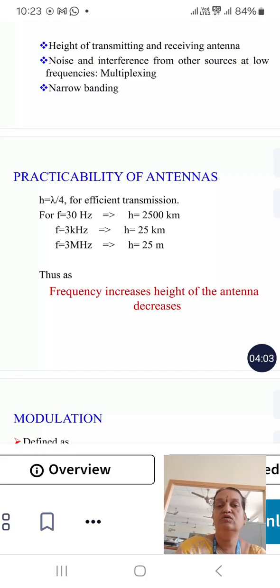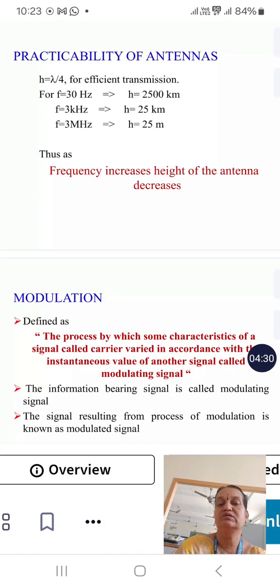If we go from the hertz to the kilohertz range, the antenna height becomes 25 kilometers. That is also not practically possible. But if we change the frequency to the megahertz range, then the antenna height becomes 25 meters alone, which can be implemented practically. This is why the frequency transformation is done from low frequency to high frequency.